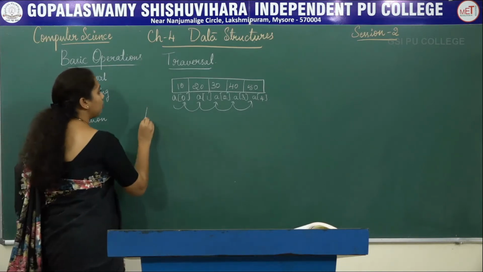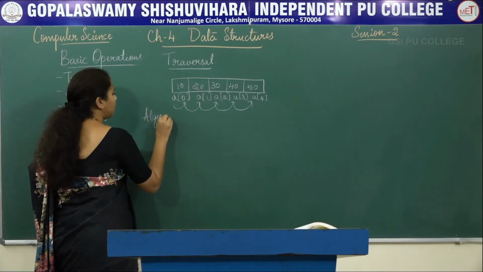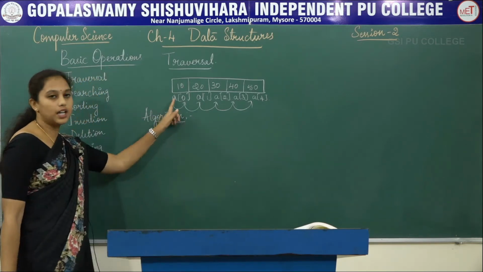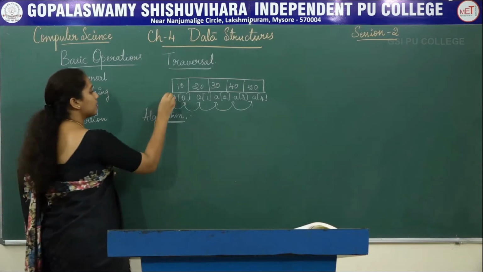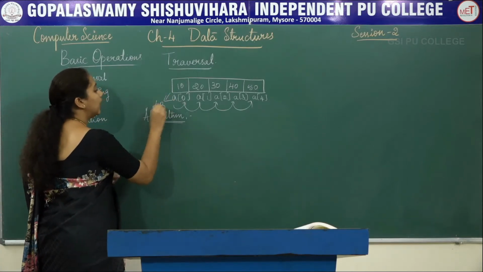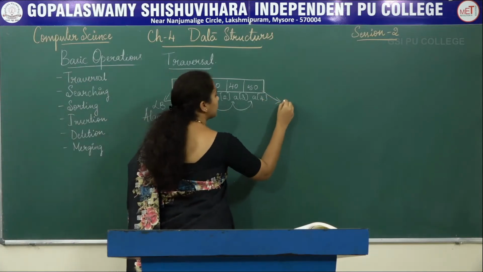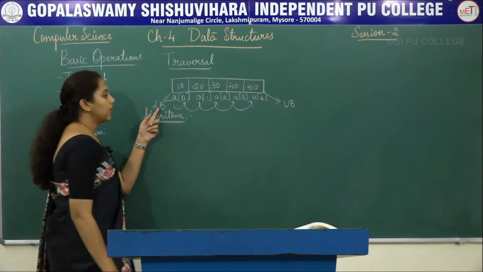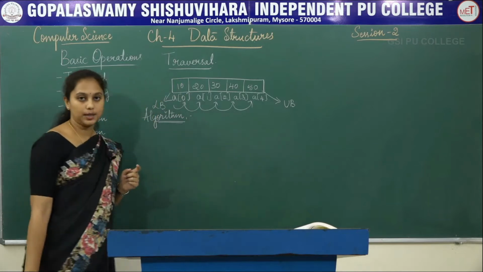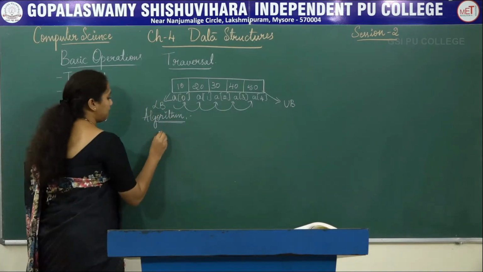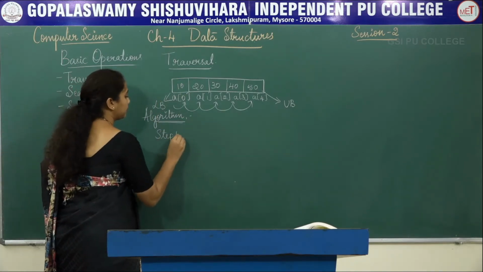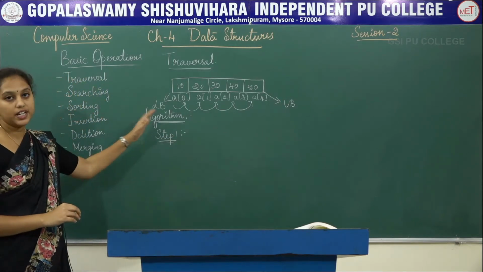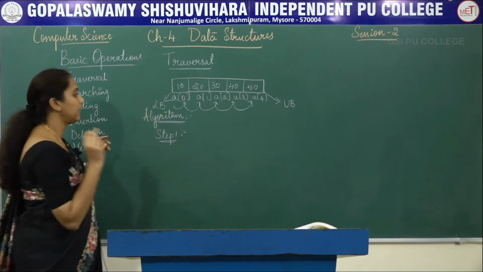An algorithm for this operation is, here A is the name of an array and this is the lower bound of an array and the last one is the upper bound of an array. This is the lower bound and this is the upper bound of an array. So the first step is, so it is going to visit each location of an element exactly once.